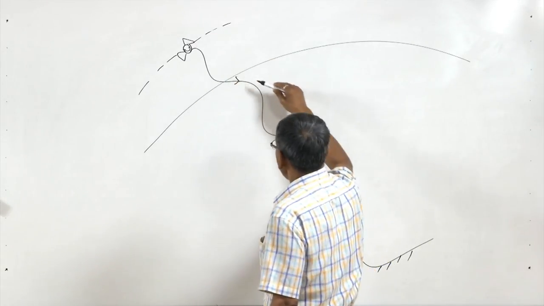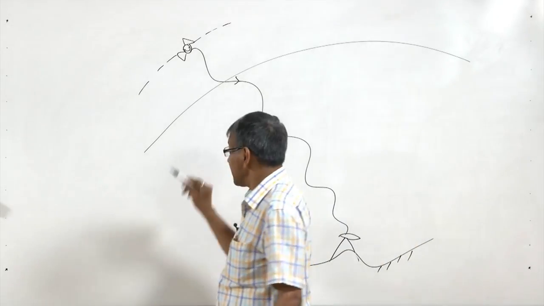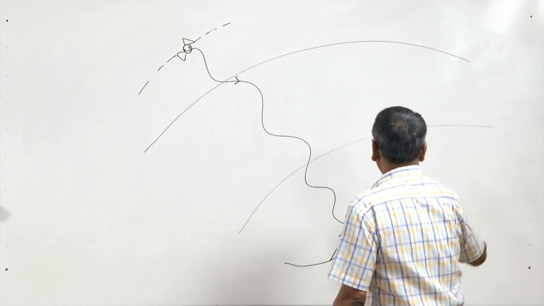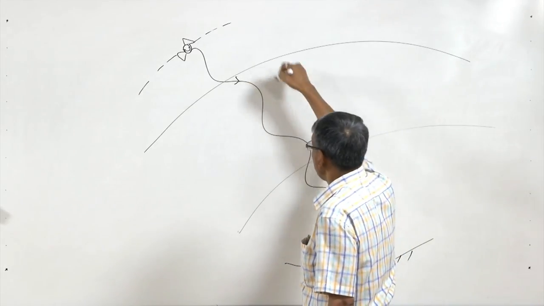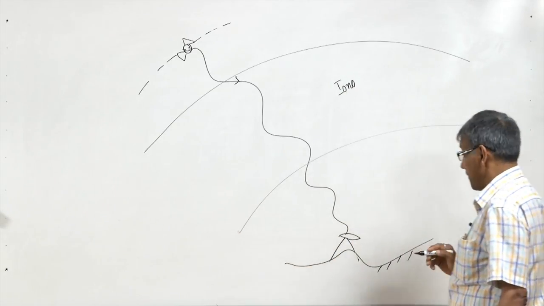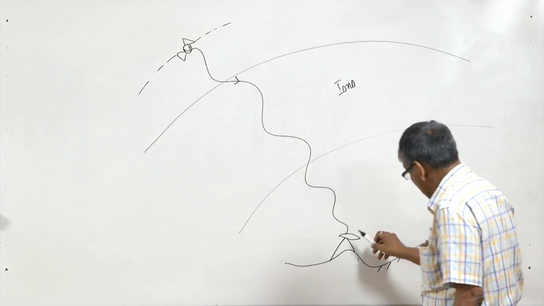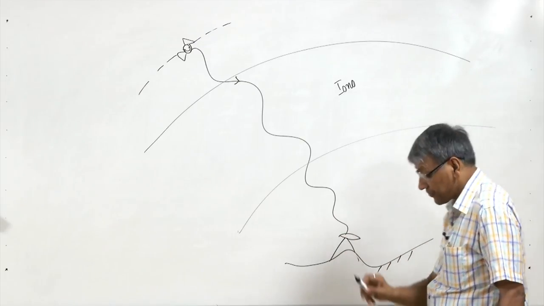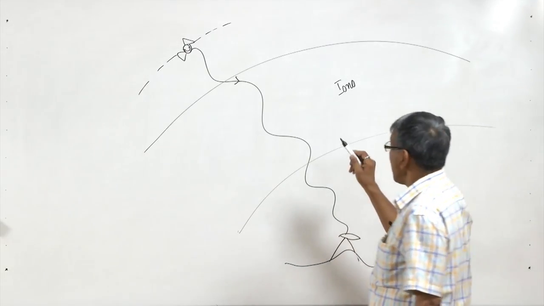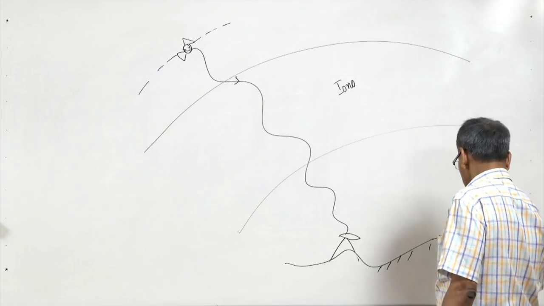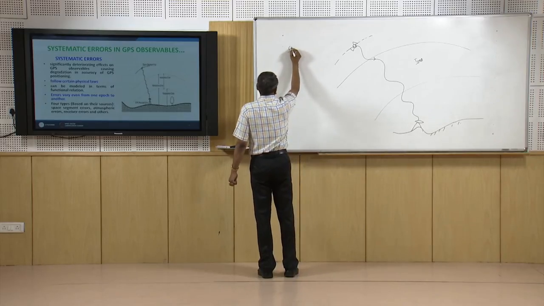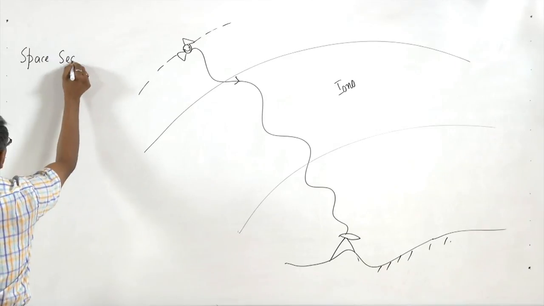Now as it travels through the atmosphere, there are different types of interactions of this signal with the atmosphere. Depending upon the type of interaction, there are two types of atmospheric errors. One is in the ionosphere and another is the troposphere. Apart from that, when it is coming to the receiver, there will be some errors due to the surroundings of this receiver. And apart from that, there may be some other errors. So we can discuss the space segment errors.